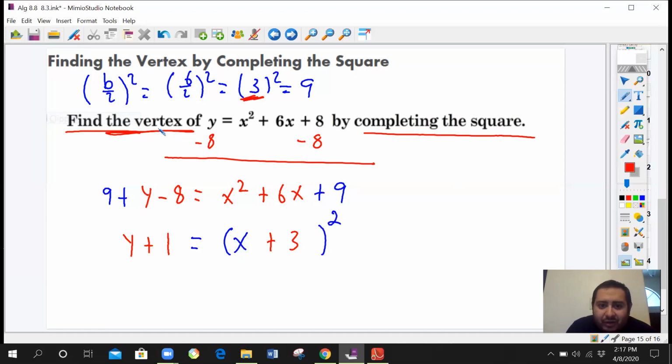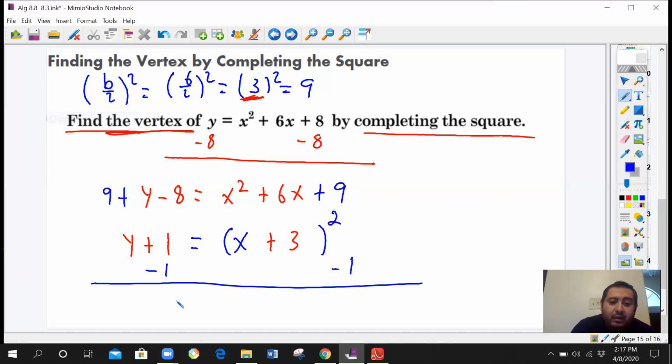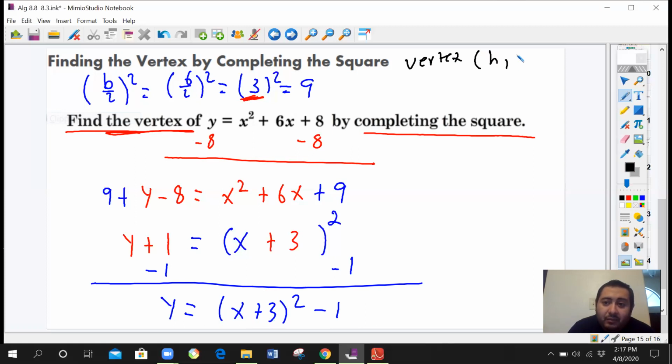Now this part is pretty much straightforward and easy. Move the 1 back to the other side, so -1 and -1. Therefore, you ended up with this expression, y equals x plus 3 squared minus 1. If you guys remember from the previous lesson, your vertex is your h and k. Vertex is h comma k.